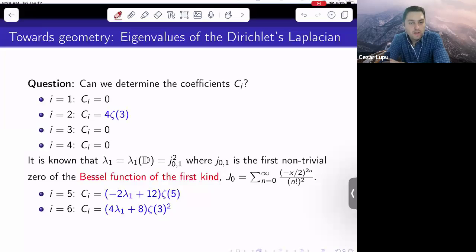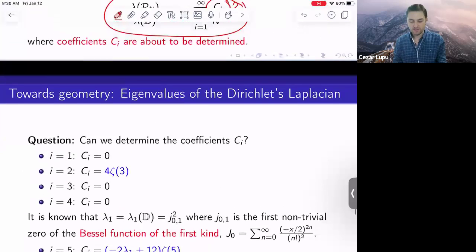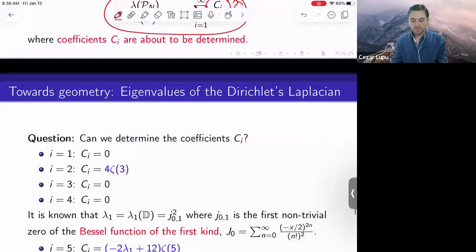It is also known that the first eigenvalue of the disk is j01 squared, where j01 is the first non-trivial zero of the Bessel function of the first kind, which is defined as this series. In this case, we can determine the coefficients for i5 and i6, and you can see they involve zeta of 5 and zeta of 3 squared. So these odd zeta values start appearing in this power series expansion.